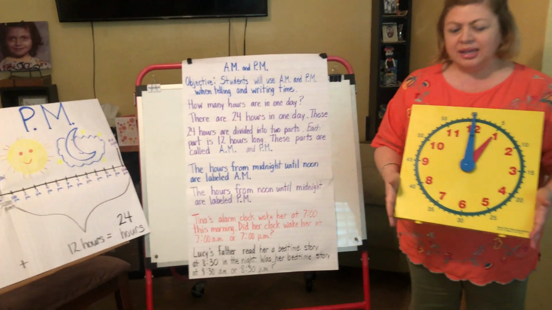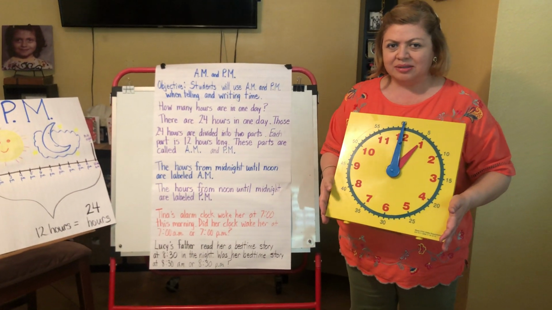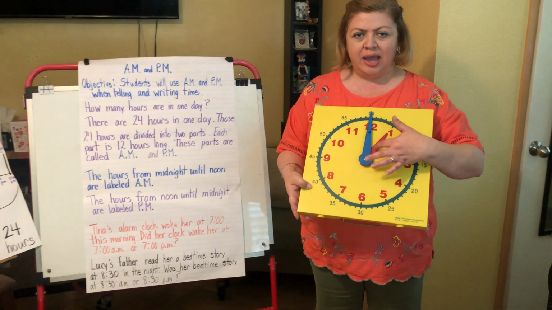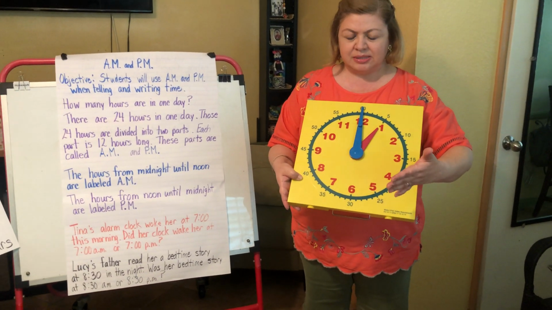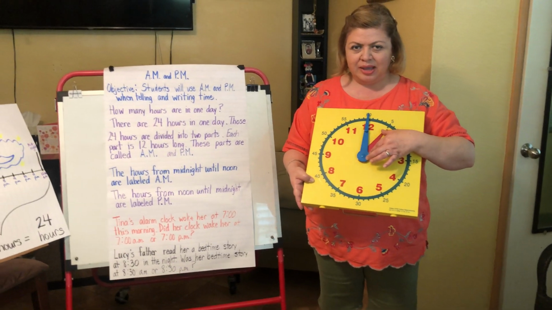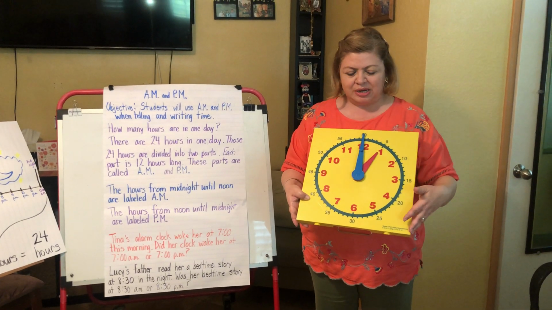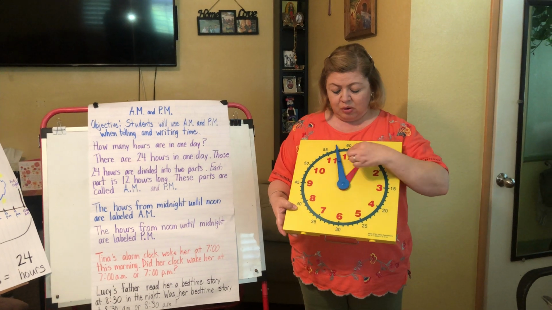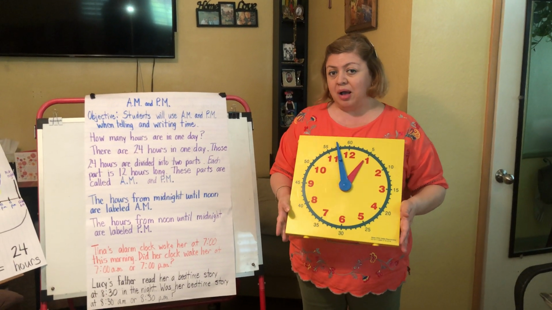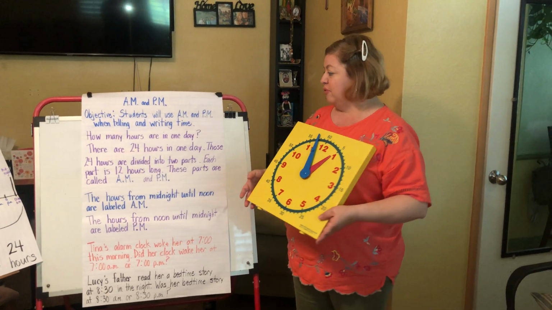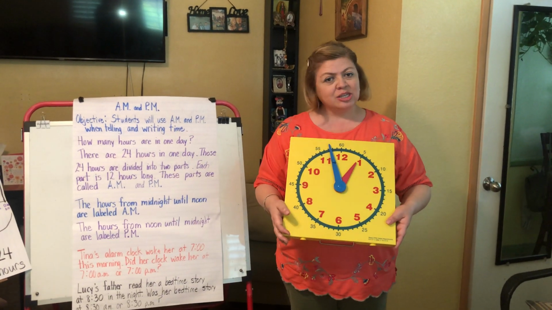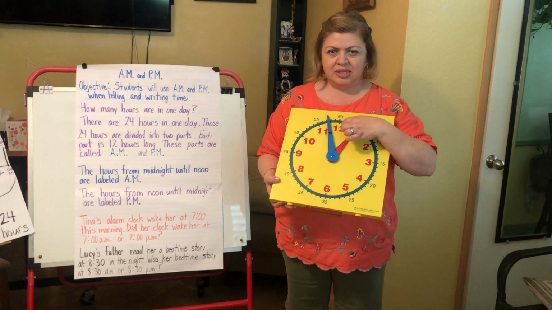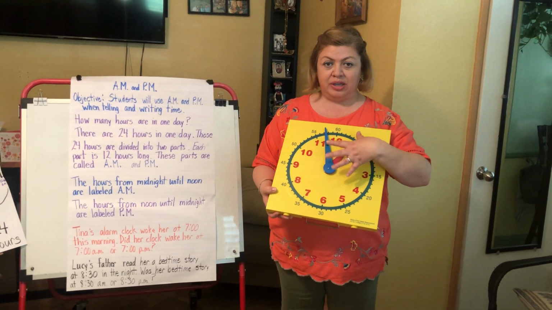So let's look at our analog clock. We've talked a lot about the analog clock, and we know what each hand represents. We know the small hand is the hour hand, the big hand is the minute hand. We talked about the numbers, and we noticed that it goes up to 12. So if I ask you how many hours are in one day, and you see that this clock goes up to 12.